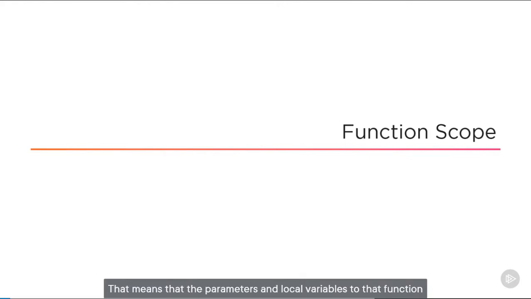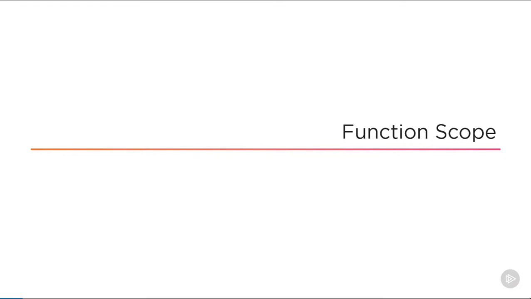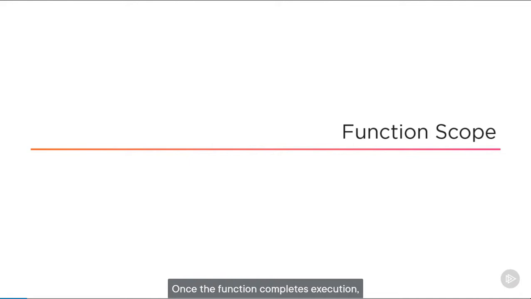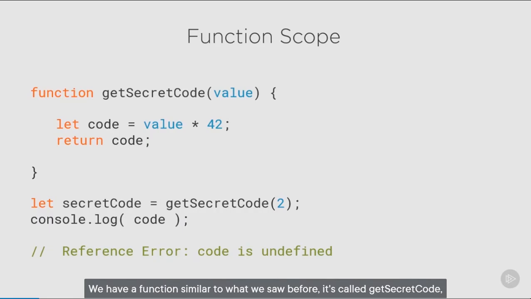Functions have their own scope. That means that the parameters and local variables to that function only exist within that function and subfunctions. Once the function completes execution, any parameters and local variables disappear. Let's see an example. We have a function similar to what we saw before.